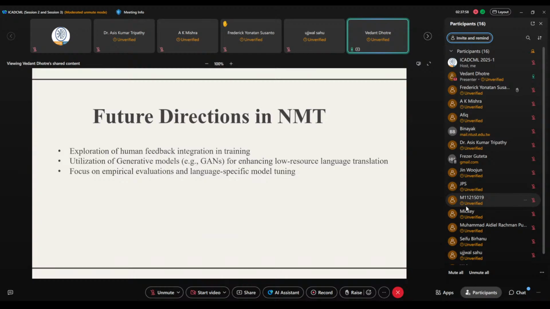Utilization of generative models when we consider only monolingual corpora, right? Where we have only one particular language, such as maybe we take the example of Tamil to Hindi. We only have data for Tamil. Utilization of these generative models for enhancing the low resource language translation can be very helpful. And as discussed before, there should be a focus on the empirical evaluations and more language specific model tuning.